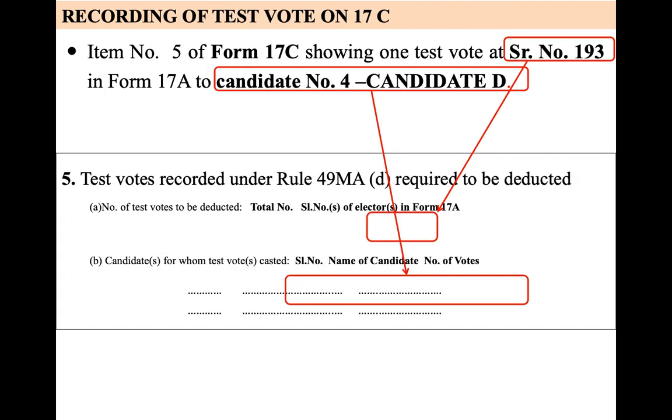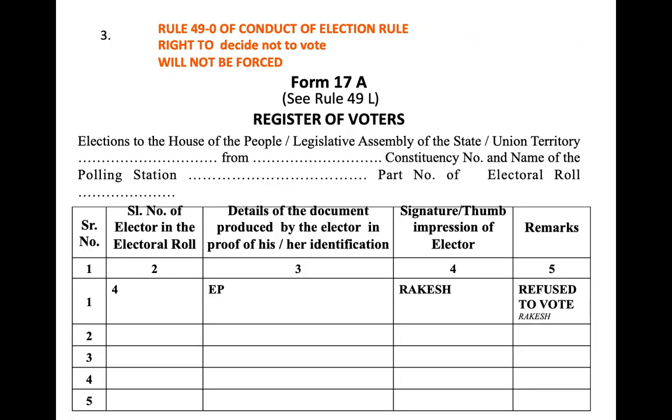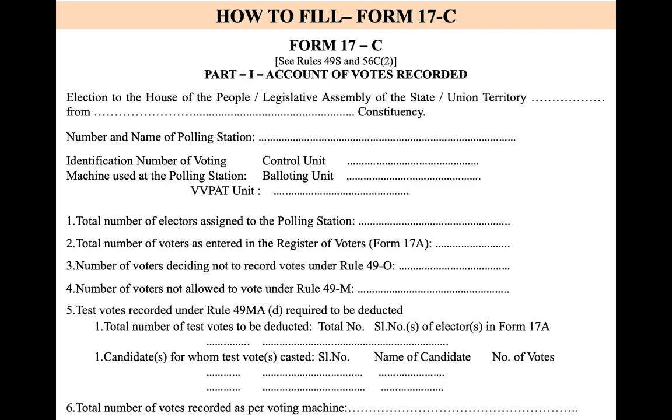That was point number 5. Let's go back to the format. So this is how we fill in the test vote. Coming to total votes, point number 6: total number of votes recorded as per voting machine. Which one will we enter here? We can't enter the total number of votes recorded in the VVPAT, because the drop box of the VVPAT will be opened only on the counting day. So here, we enter the total number of votes recorded in the CU, the control unit.